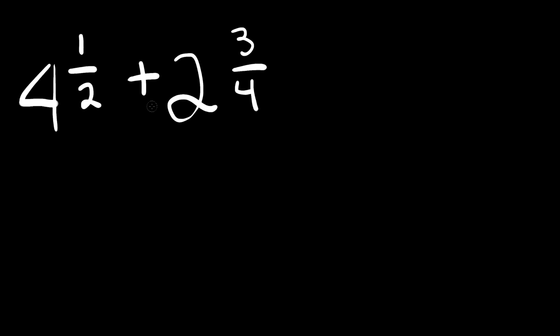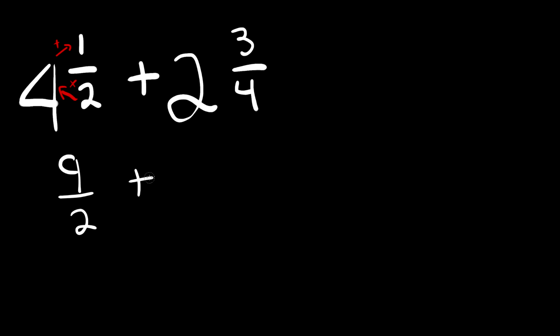So we have 4 and 1/2 plus 2 and 3/4. The first thing we need to do is change both of these mixed numbers into improper fractions. And the way that you go about doing that is by multiplying the denominator, the bottom number of your fraction, times the integer out front. So we're going to multiply, and then whatever we get there, we're going to add it to the numerator of our fraction. So we have 4 times 2, which is 8, plus 1 is 9. So our improper fraction is 9 over 2.